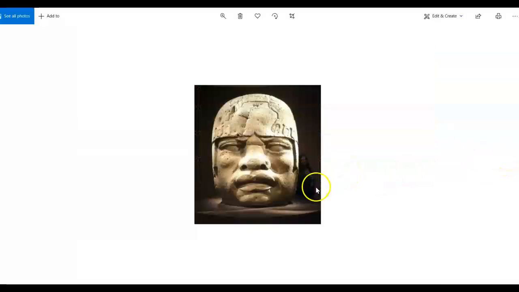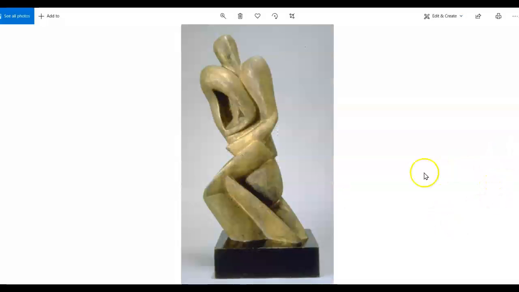This is a big, colossal stone head made by the Olmec people, a very old people down in southern Mexico. Really beautiful, very stylized facial features. And they're often just these big heads that are plopped down on the ground. Very static. Okay, as opposed to this figure, it's called Man in Motion.